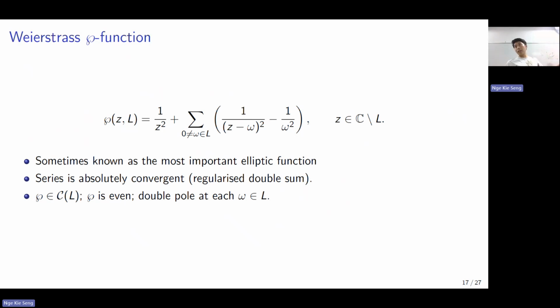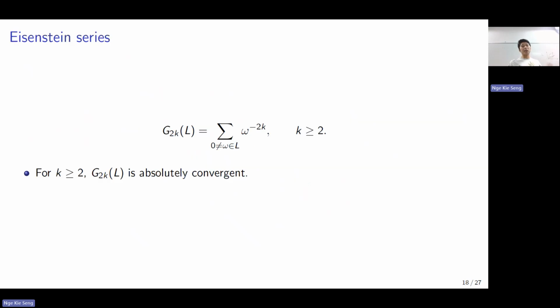To dive deeper into this function, before that we need to talk about the Eisenstein series, which is another series. Each G_k is an absolutely convergent series. If we define a lattice L and a k, each of the terms is actually just a number. You can get the number by summing all of this together.